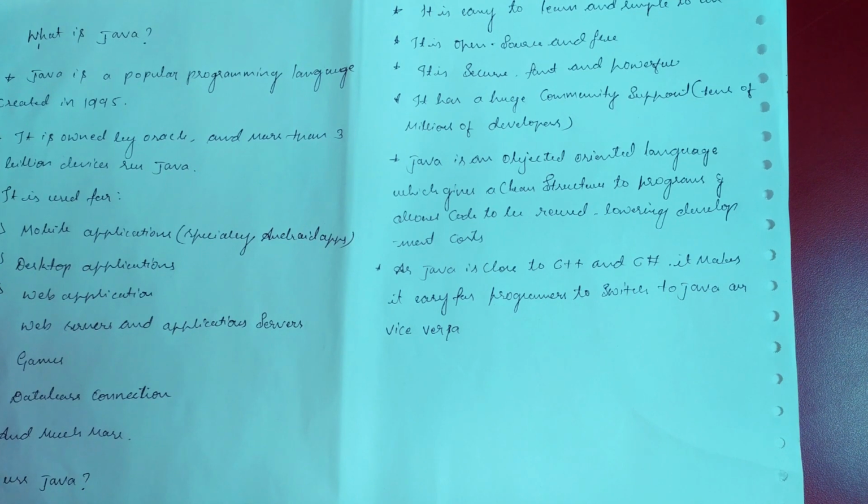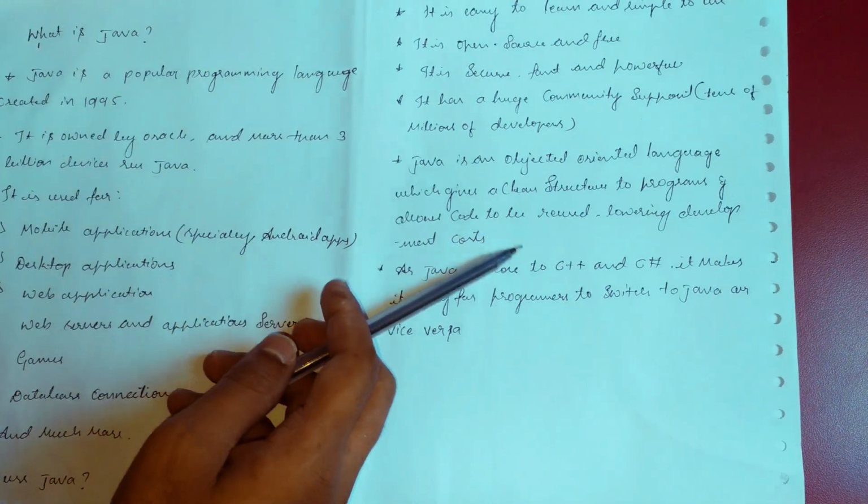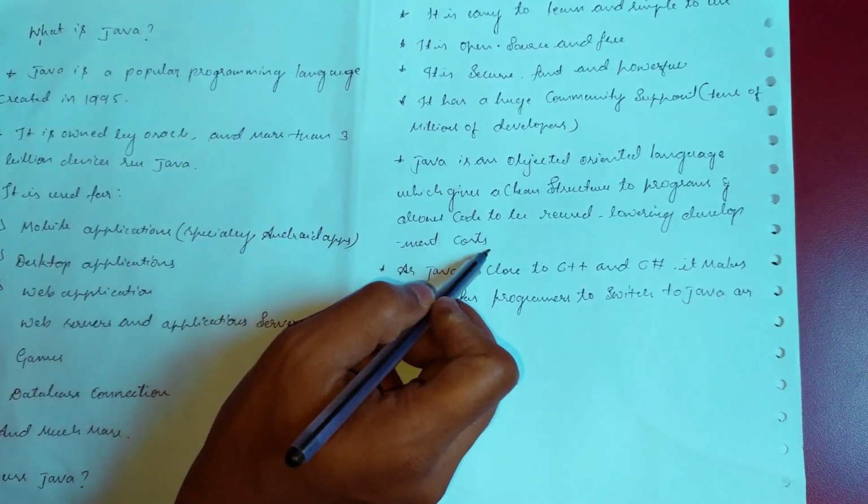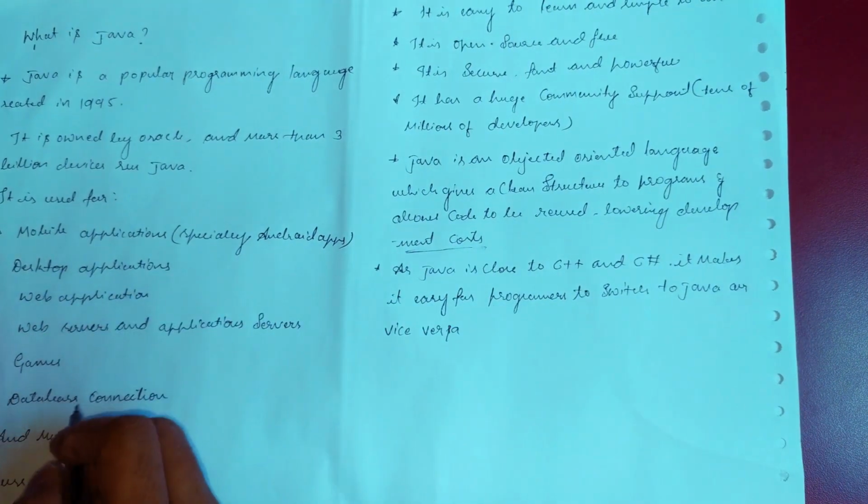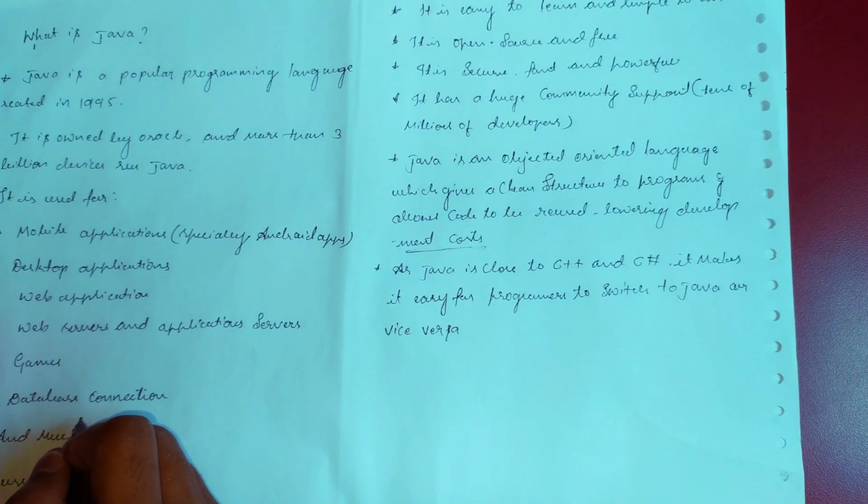Java is an object oriented language which gives class structure to the program and allows code reuse and lowers development cost. As Java is close to C++ and C#, it makes it easy for programmers to switch to Java or vice versa.